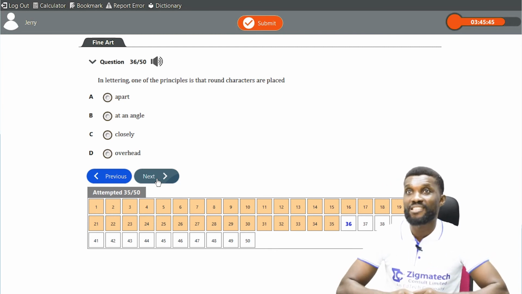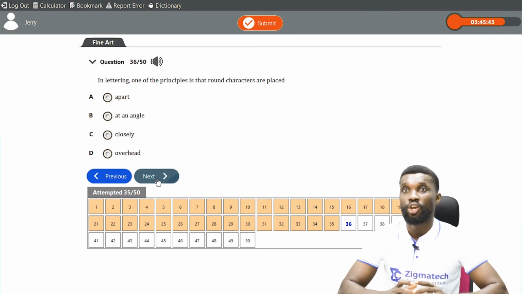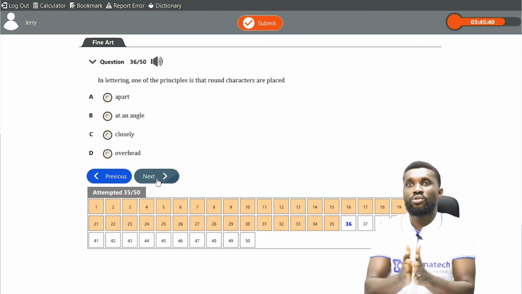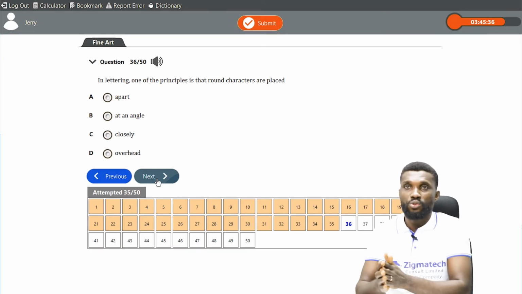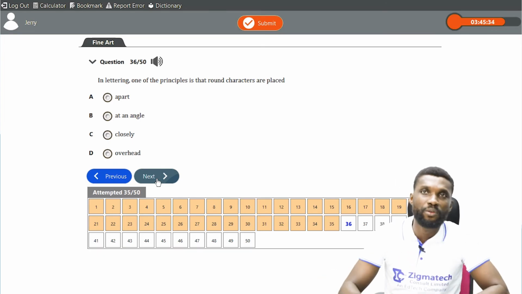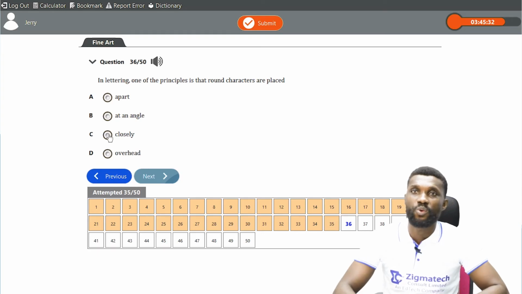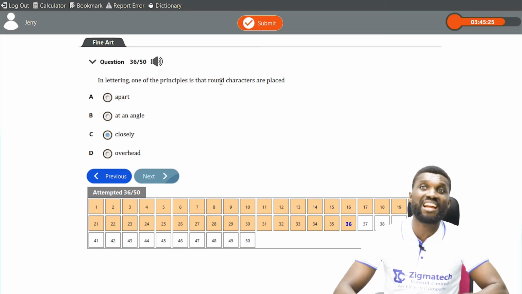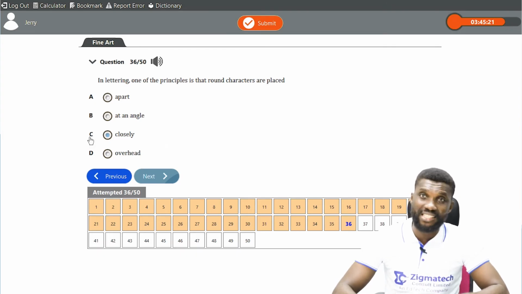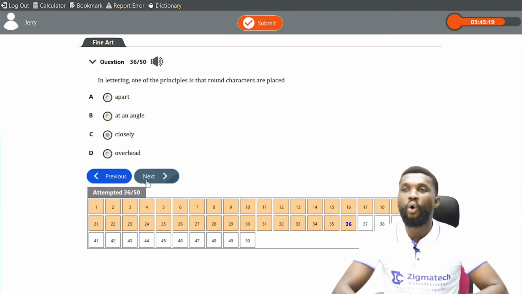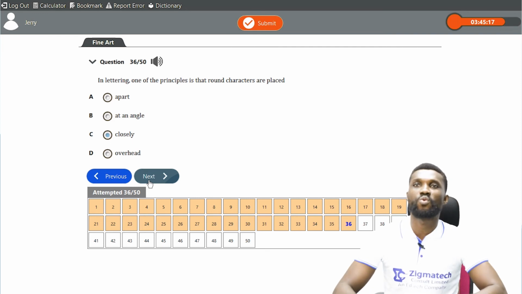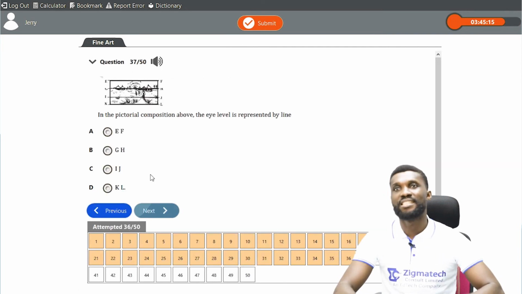But round characters, you place them closely. You bring them close. You understand? You bring them close. You don't separate them. You bring them close. So therefore, our answer is what? Closely. In lettering, one of the principles is that round characters are to be placed closely. So that is the correct answer for that. All right. So now let's move over to question number 37.